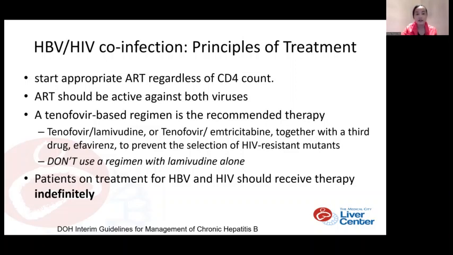So it's either tenofovir lamivudine or tenofovir emtricitabine as our backbone, together with a third drug to prevent the selection of HIV-resistant mutants. It's important not to use a regimen with lamivudine alone because you can select hepatitis B-resistant mutants. So patients on treatment for HBV and HIV should receive therapy indefinitely.